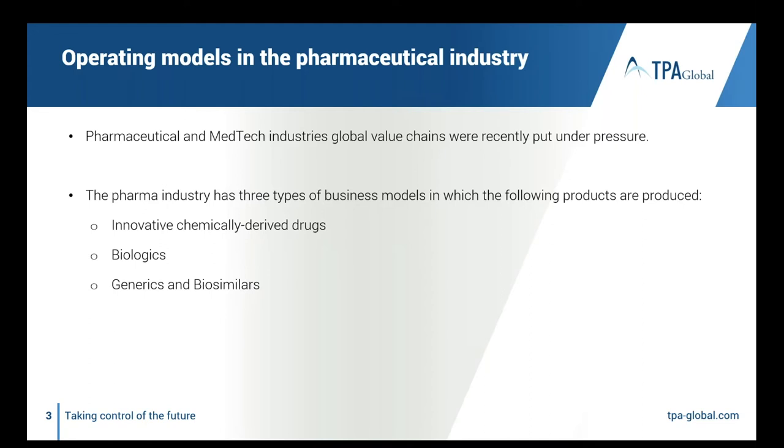And the last part is generics and biosimilars. Generics, probably most of you know, these are the drugs that you can buy off counter and which are copying the innovative drugs, but in a way that the patent has expired, so then the company can produce the drugs. The same applies to biosimilars, which is really a relatively new industry, but even the biologics part, some of them are expiring and companies are looking to copy things.